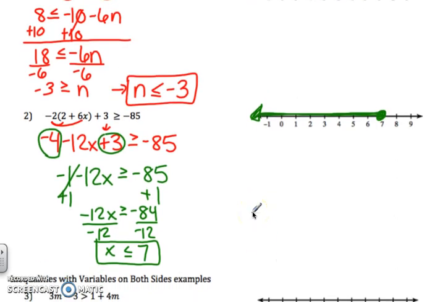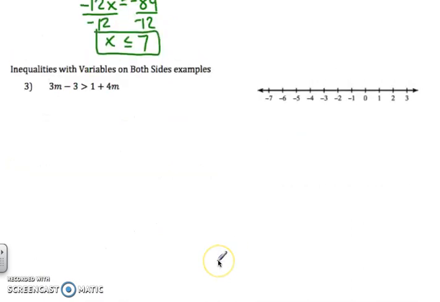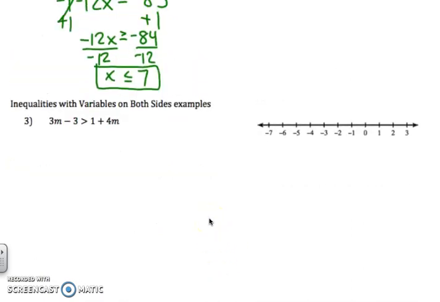Okay, so now we're going to get to the variables on both sides. If I could scroll down. So, variables on both sides. Like I said, we could subtract 3m and move it to the right, but if I move my variables to the right, I'm going to have to flip the whole problem in the end anyway. So to save some time, we're going to make sure our variables go to the left first.